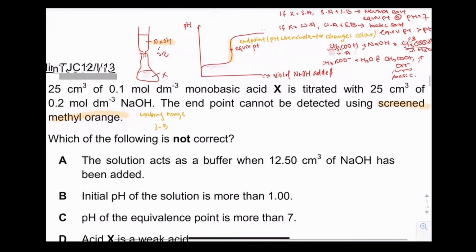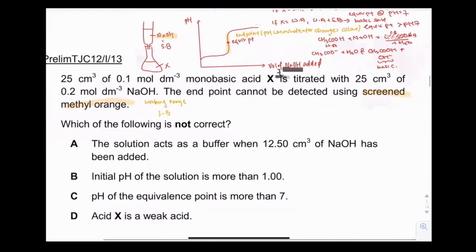Okay, then let's take a look. Which of the following is not correct? So let's look at A. The solution acts as a buffer when 12.5 cm³ of NaOH has been added.